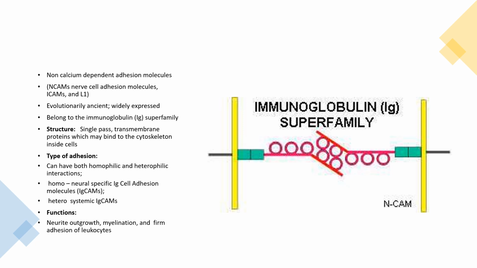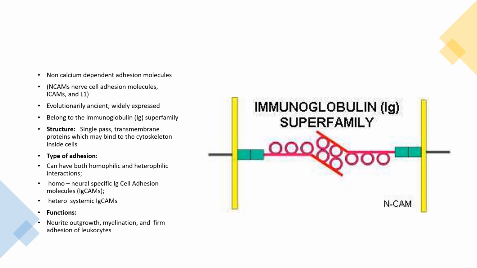Further, the NCAMs, which are the neural cell adhesion molecules, or the Ig superfamily, include nerve adhesion molecules, ICAMs and L1. These are also evolutionarily ancient and widely expressed. Coming to its structure, it is a single-pass transmembrane protein that may bind to the cytoskeleton inside the cells. Further, talking about the types of adhesion, they can have both homophilic and heterophilic interactions.